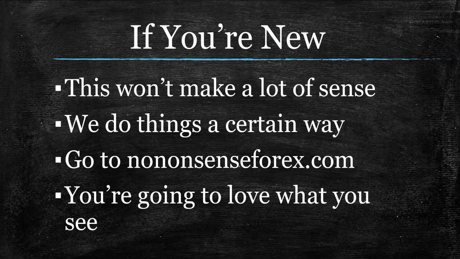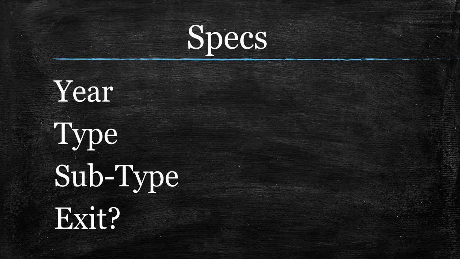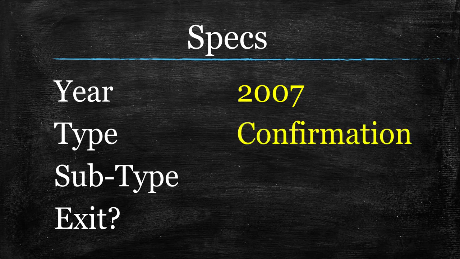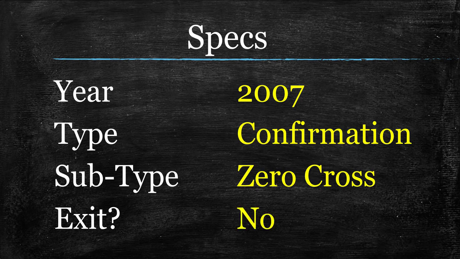But for those of you who have, let's now go ahead and get to the specs of the cyber cycle. The year is going to be 2007, actually 2004, but it recoded for MT4. So the version we are seeing today is from 2007. Type is going to be a confirmation indicator. Subtype is a zero cross once we're done with it. And then probably not the best for exits for what it's worth. So let's go ahead and take a look.